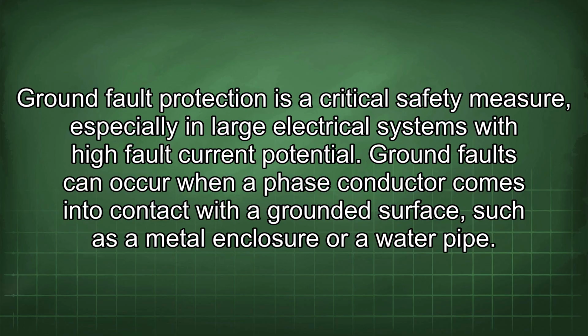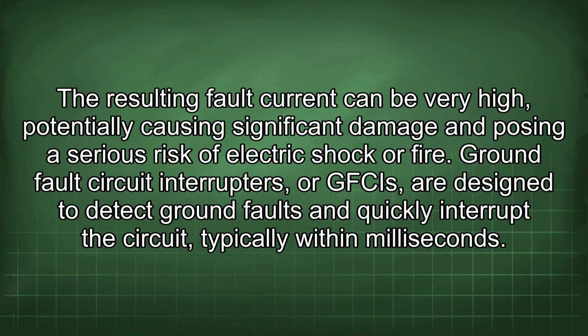Ground fault protection is a critical safety measure, especially in large electrical systems with high fault current potential. Ground faults can occur when a phase conductor comes into contact with a grounded surface, such as a metal enclosure or a water pipe. The resulting fault current can be very high, potentially causing significant damage and posing a serious risk of electric shock or fire.